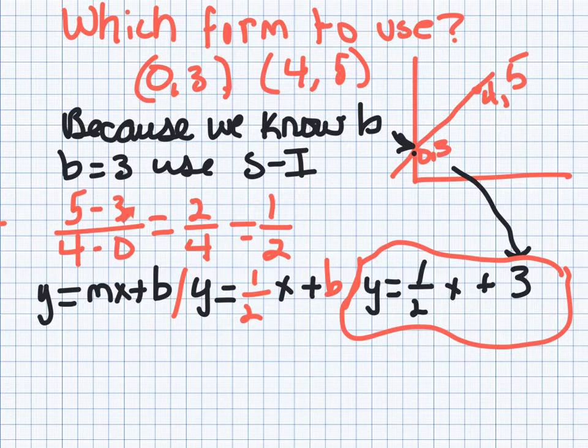I have 5 minus 3 over 4 minus 0. That's just using the coordinates here. That equals 2 over 4, and that equals 1/2. Then I plug into y equals mx plus b, where my m is my slope right here, and b is my 3 right there where it crosses. So my answer is y equals 1/2 x plus 3.